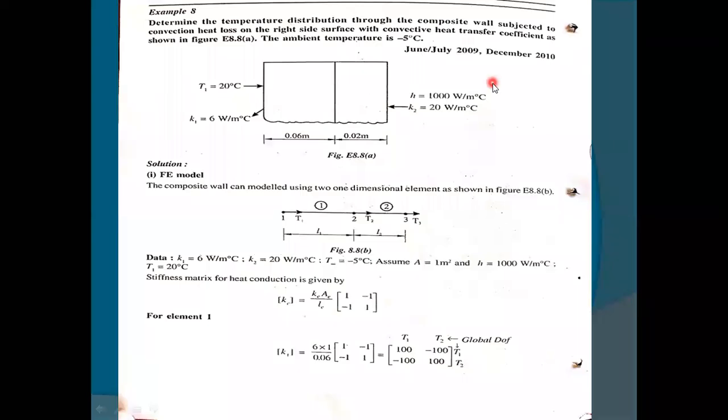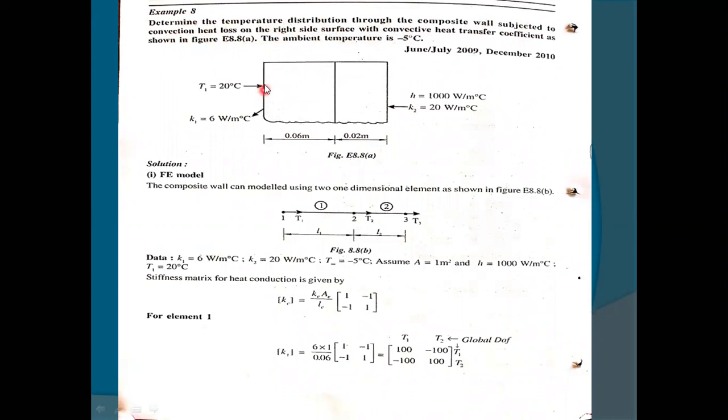Welcome to the next session. So here is the next problem. Determine the temperature distribution through the composite wall subjected to a convection heat loss on the right side surface, with the convection heat transfer coefficient as shown in the figure. The ambient temperature is -5 degrees Celsius. So they have given a composite wall.